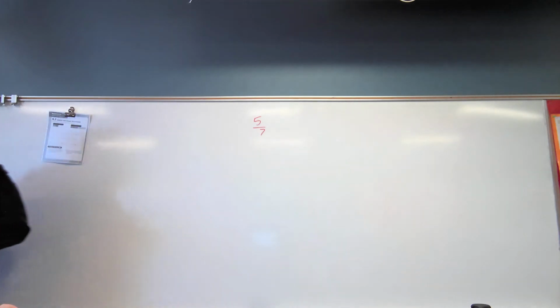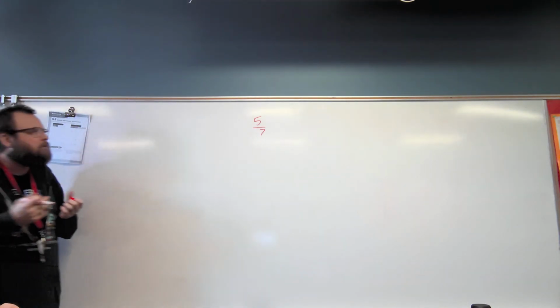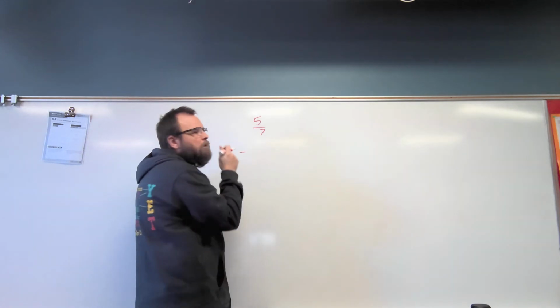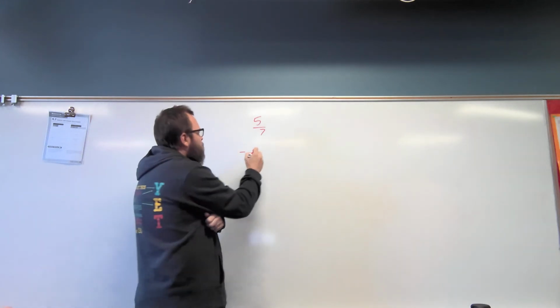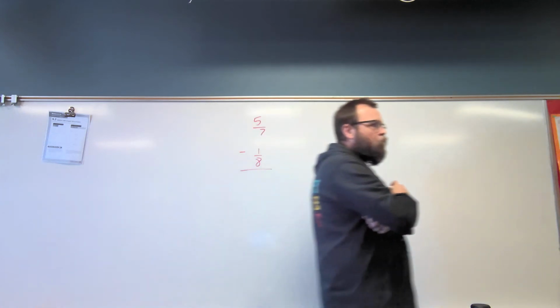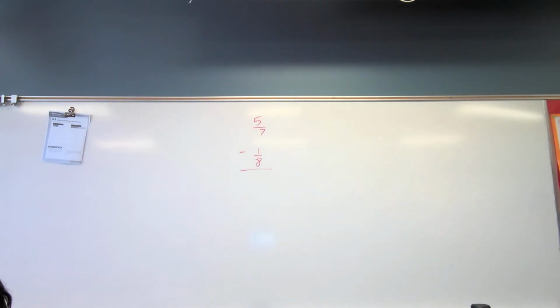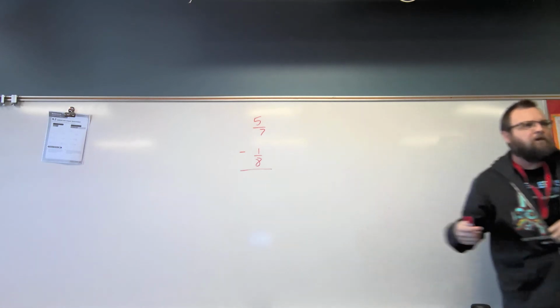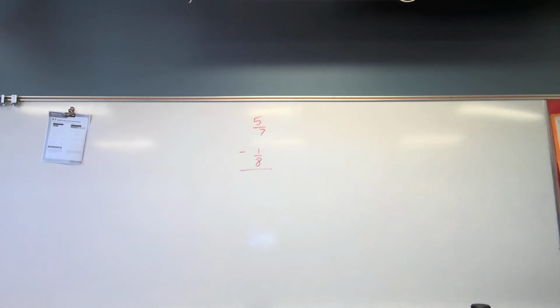Oh, let's take 5/7 minus, let's do 1/8. 5/7 subtract 1/8. Now, luckily, you have a multiplication chart you can look at to find your least common denominator. So who can tell me when they look at the multiplication chart what the least common denominator is? Luke? Is it 56? It is 56.